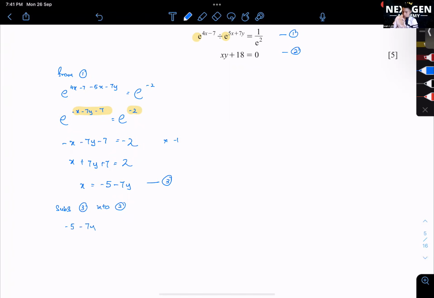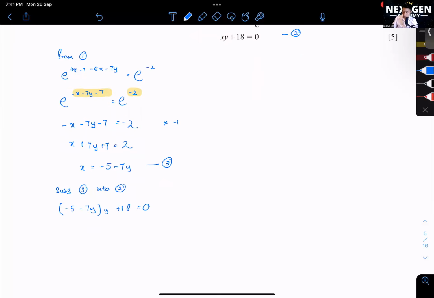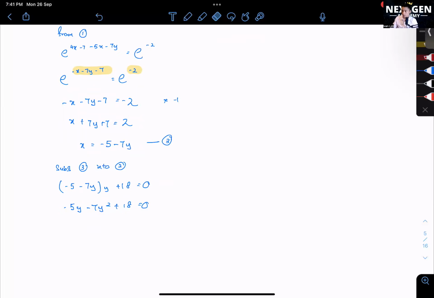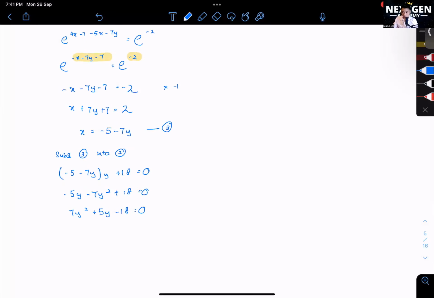Negative 5 minus 7y, times y, plus 18 equals 0. Okay, then continue. Negative 5y minus 7y squared plus 18 equals 0. Rearrange first: 7y squared plus 5y minus 18 equals 0. In the exam, you cannot think, don't waste your time, use your calculator. But make sure you show this step. 7y minus 9, y plus 2 equals 0, and you'll get y equals 9 over 7 and y equals negative 2.